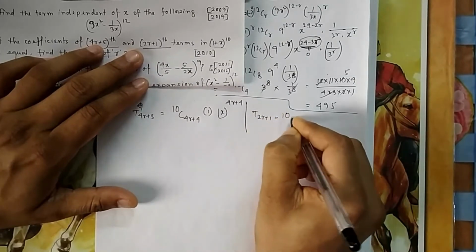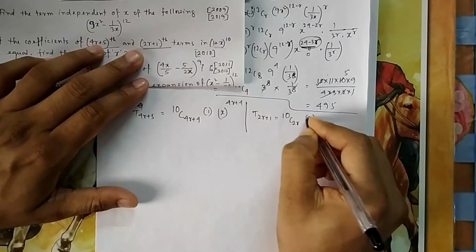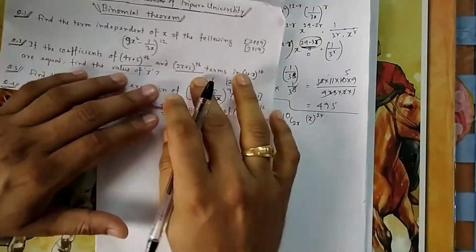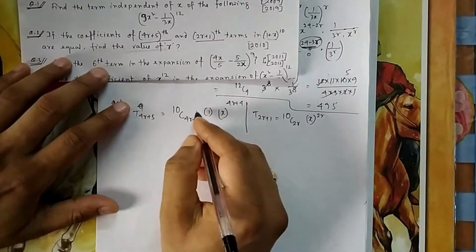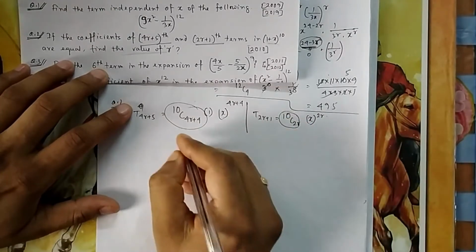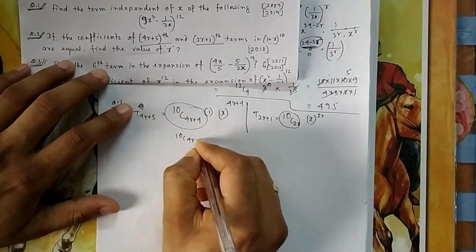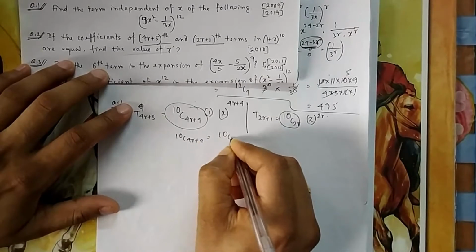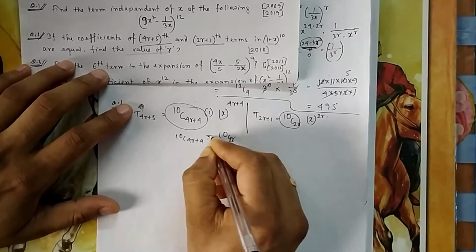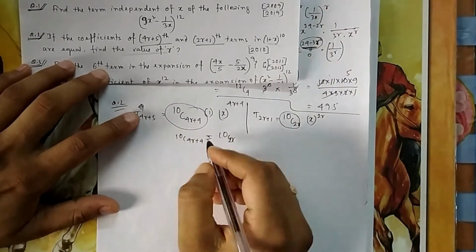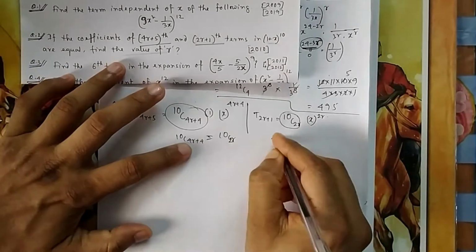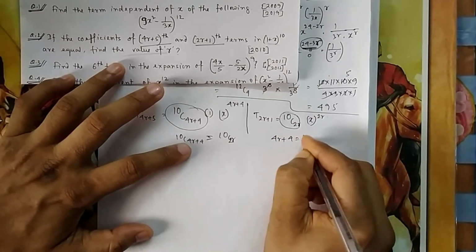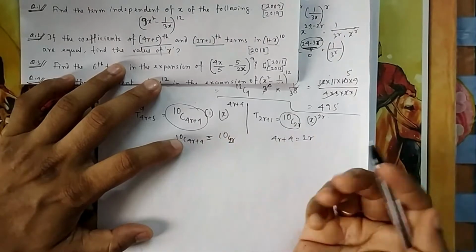This will be 10C2r, and again no need of writing 1, it will be (2r). Now what they are asking: the coefficients are the same. So what is the coefficient? This is the coefficient, and these two are equal, they have given. So 10C(4r+4) is equal to 10C(2r). So we have seen one theory: when these two are equal, one thing is that these and these should be equal. If these and these are equal, then it is okay. If it is 10C2, then it's okay, there is no issue.